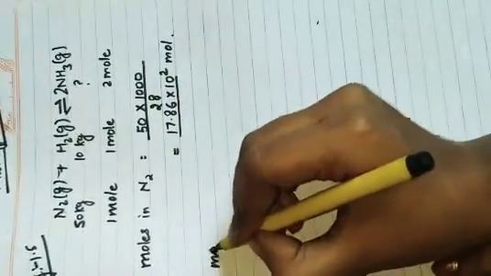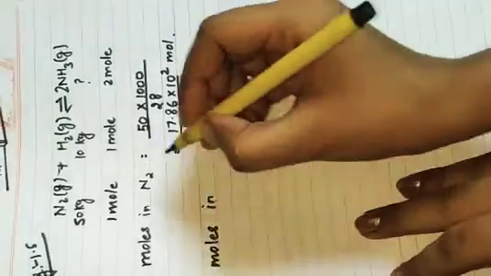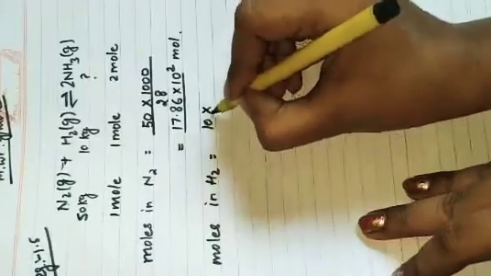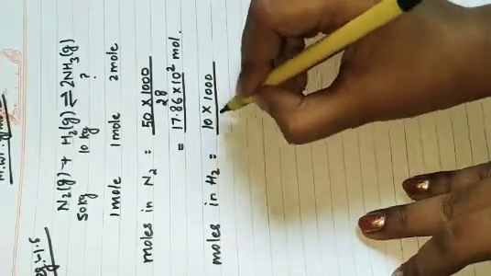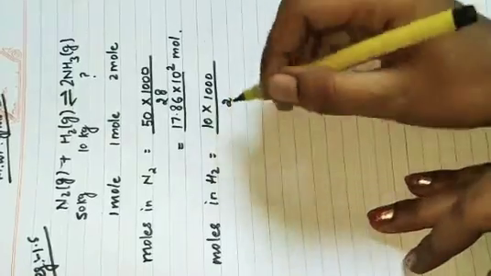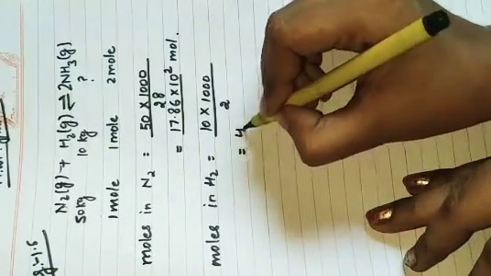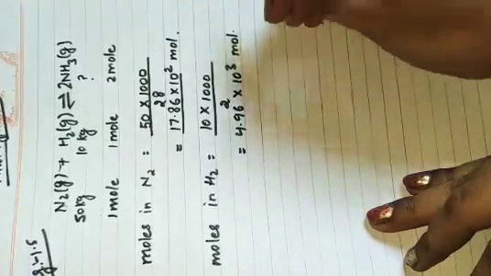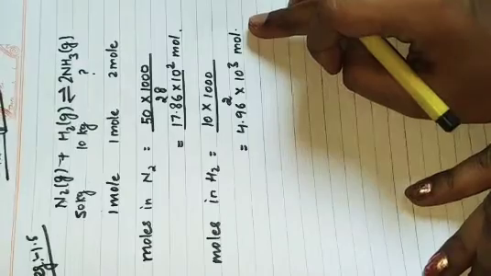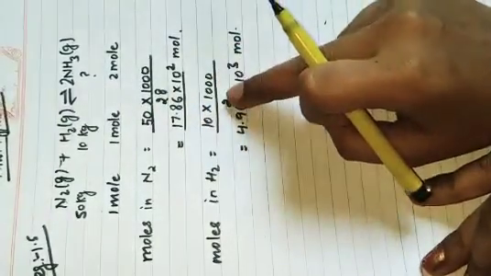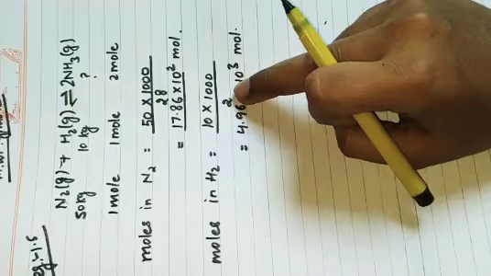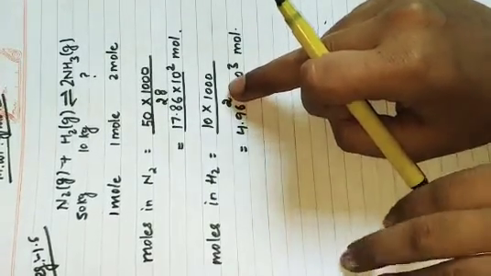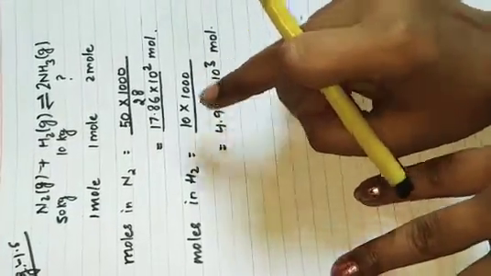Now moles of hydrogen. How much hydrogen? 10 kg. So convert the same into grams. The mass of hydrogen is 2. So you get the value 4.96 into 10 to the power 3 moles. This calculation is according to your book, but the values should be written as they are. In your book, these are written in amu, 2.016. You don't need to write that. You just write 2 here.